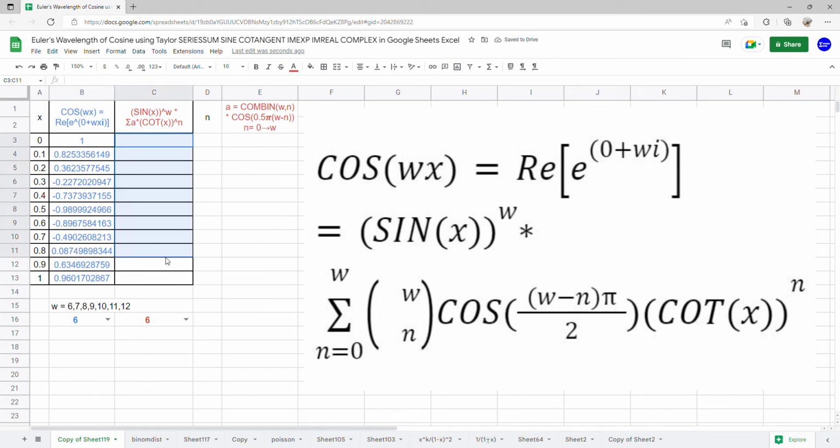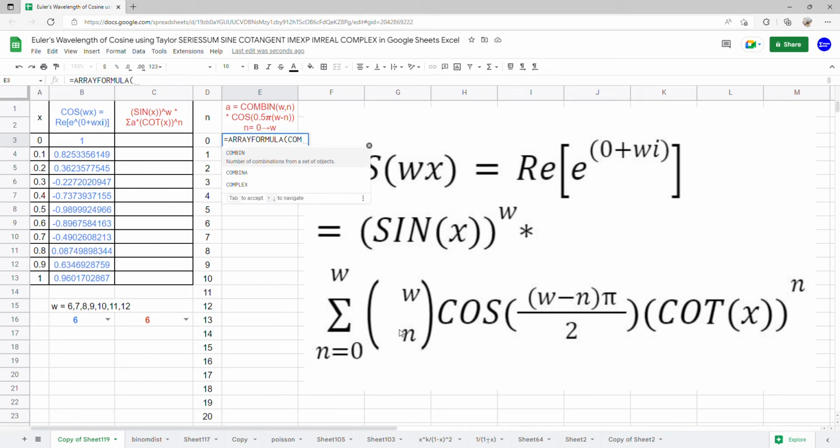Continue with the expansion, which is sine x raised to the power W times the summation of A times cotangent x to the power n, where the value of n is from 0 to infinity, which is 20 is good enough. And the value of A is array formula. So it is the combination. So combine W, comma, n.